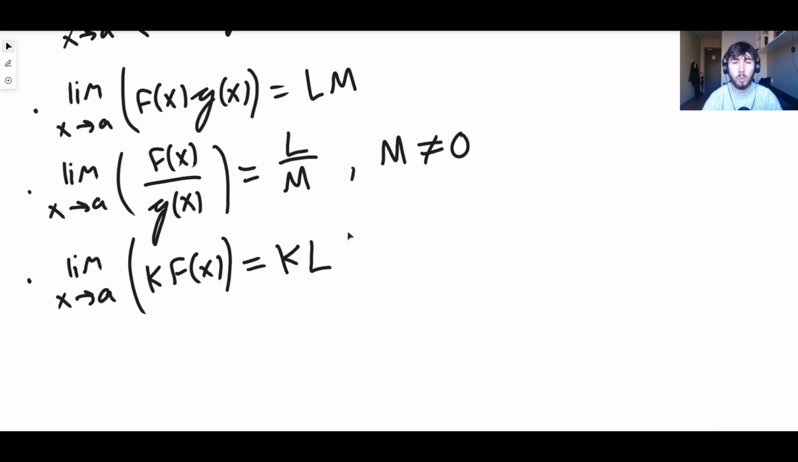And finally, we have this last rule, which says that the limit as x approaches a of k times f of x, where k is a constant, is equal to k times L. This basically just means you can factor constants out of limits. So if you're taking the limit of 5 times something, then that is just 5 times the limit. So you can just take the 5 out and multiply by it at the end. Constants essentially don't change the value of limits other than multiplying that limit by the constant. They don't affect the limit in any other way other than just scaling it by the value of the constant.